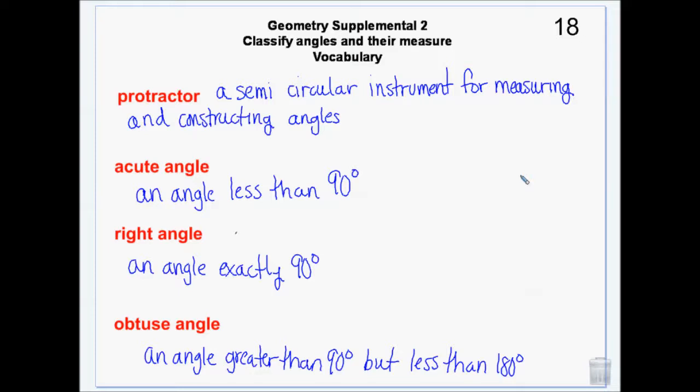An acute angle is any angle less than 90 degrees. And you can remember that because they're cute, they're little. A right angle is exactly 90 degrees. And then an obtuse angle is any angle that's more than 90 but less than 180. 180 degrees is called a straight angle because it makes a straight line.